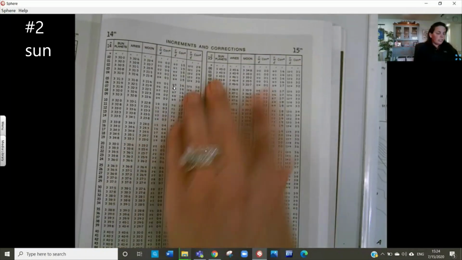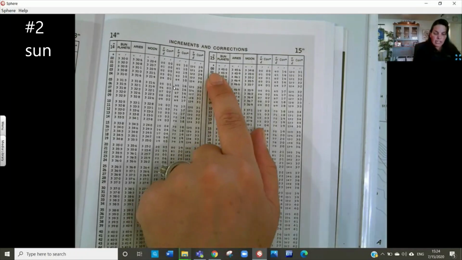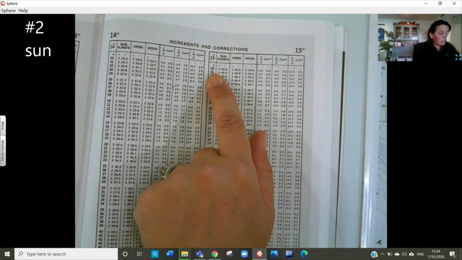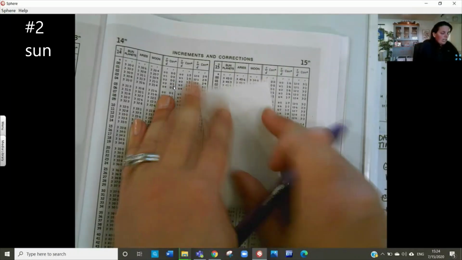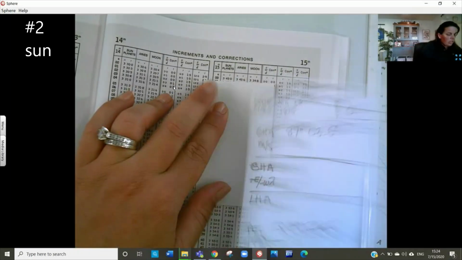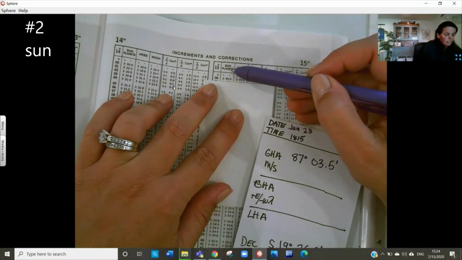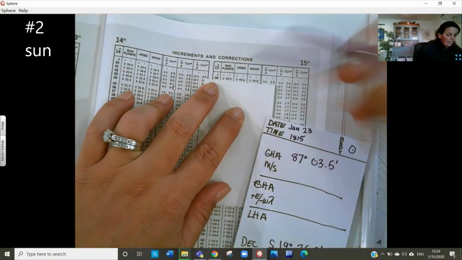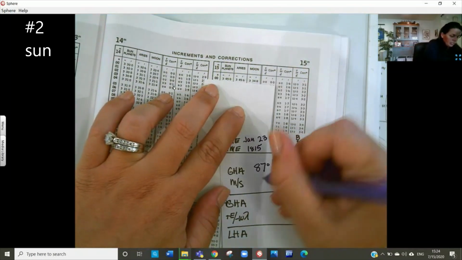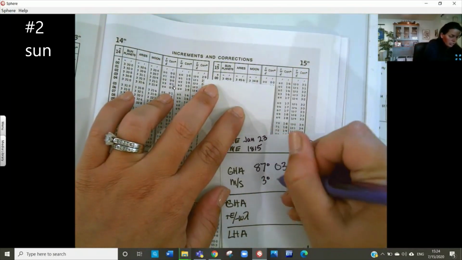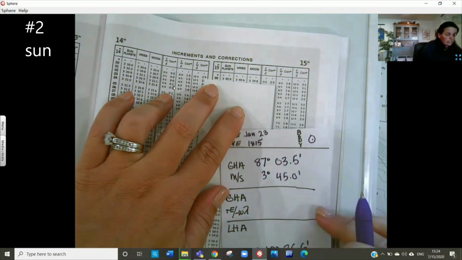So here's 15 minutes. So we are at 18:15 with 0 seconds. So we're going to use the top here. For the sun, again we observed the sun. So our additional correction we add for 15 minutes is going to be 3 degrees, 45.0 minutes. So that's our minutes and seconds.